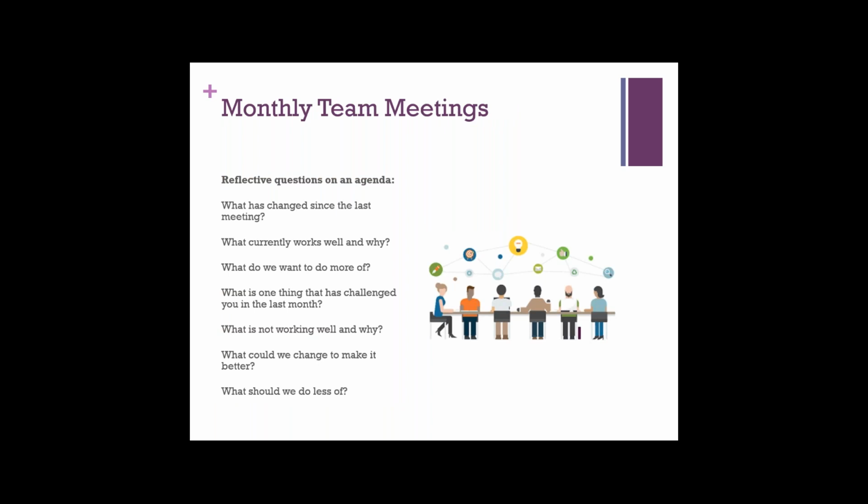Monthly team meetings could be another area where we could gather information. You could have standing items on an agenda, and this doesn't have to take long, but some reflective questions. Things like, what's changed since the last meeting? What currently works well and why? What do we want to do more of or less of? What's one thing that has challenged you in the last month? And on and on.